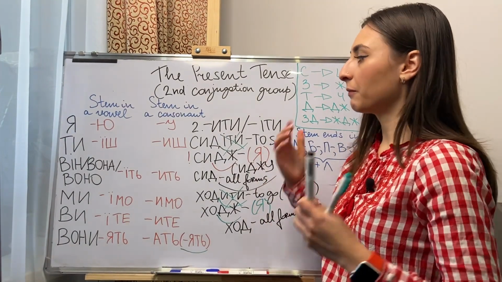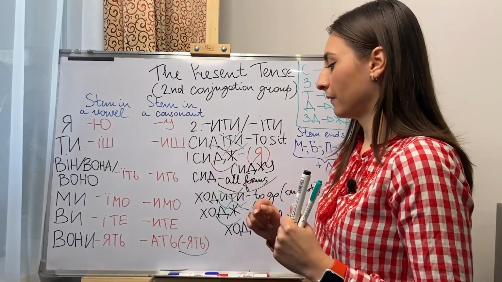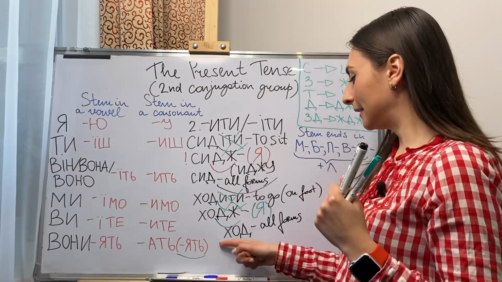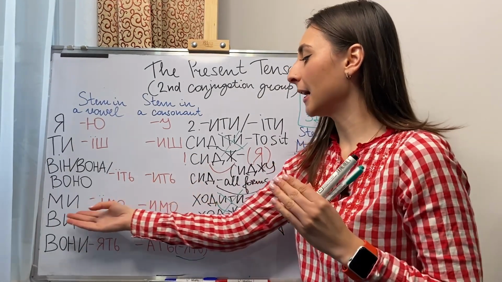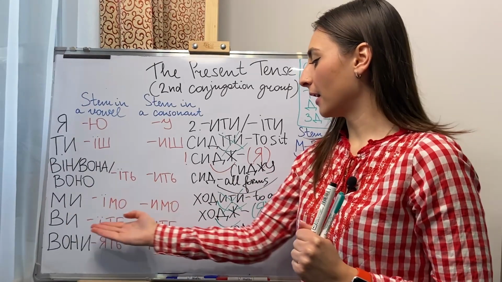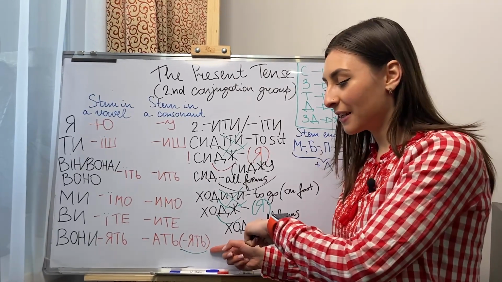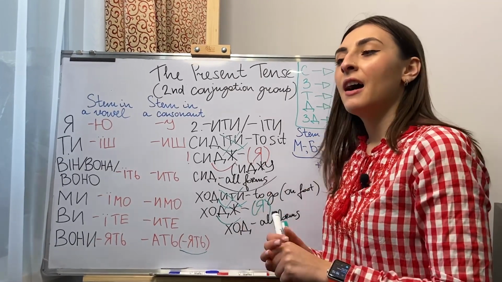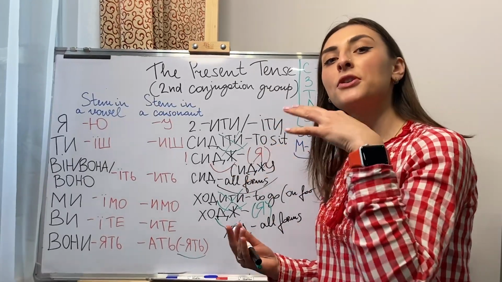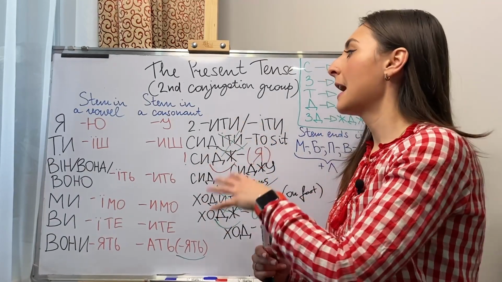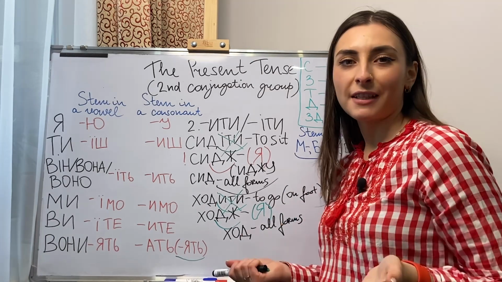Again, one more time. I go, я ходжу. Ти ходиш. Він, вона, воно ходить. Ми ходимо. Ви ходите. Вони ходять. Pay attention. The second group: I want to tell you that the second conjugation group is more difficult than the first one, so I highly recommend you to focus on this conjugation group more. That's important. So let's continue.